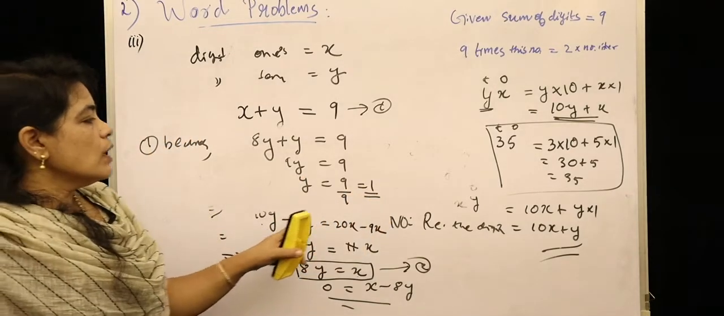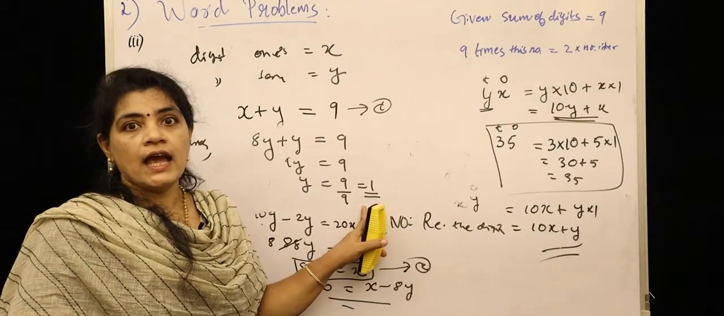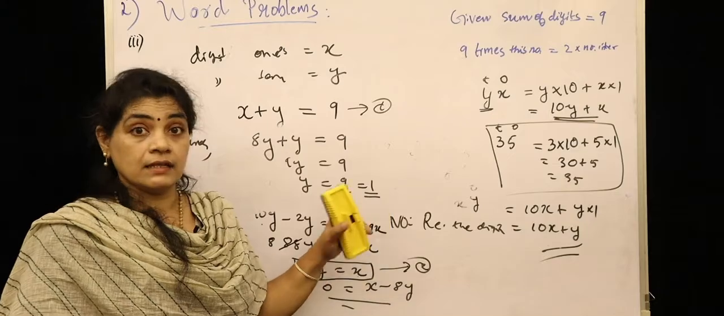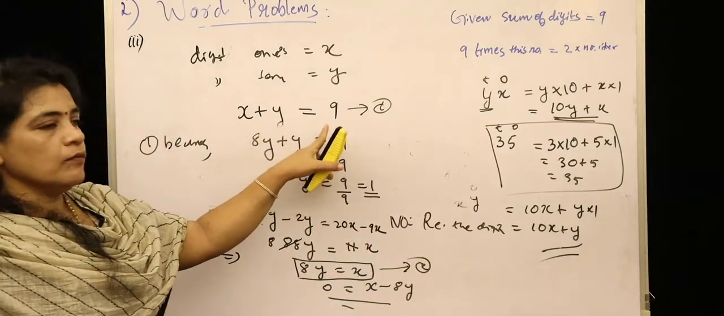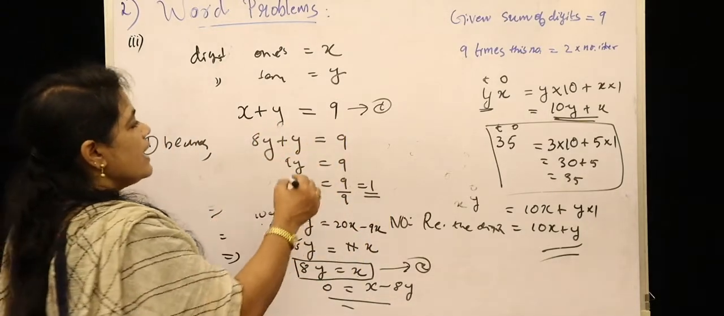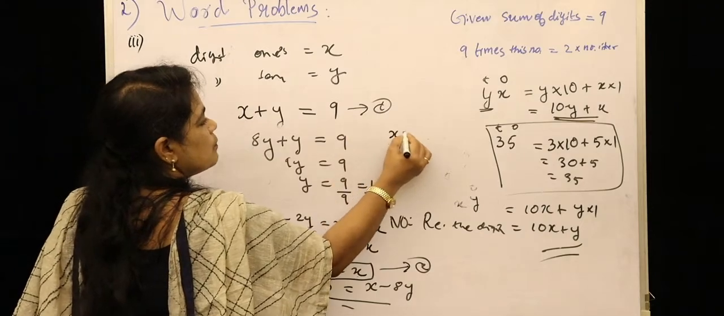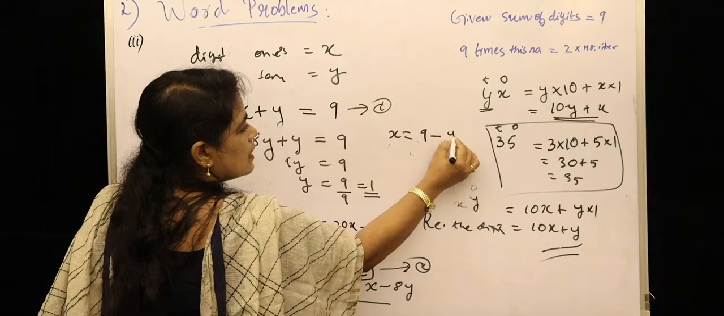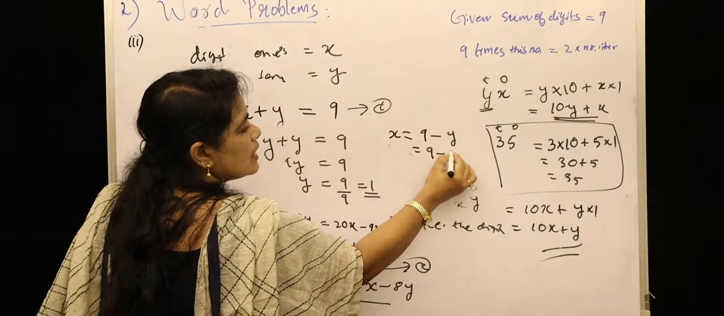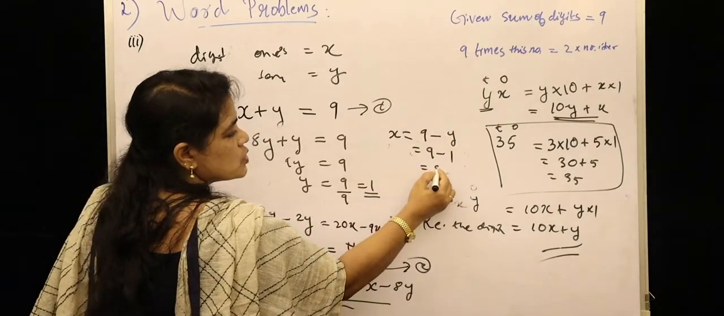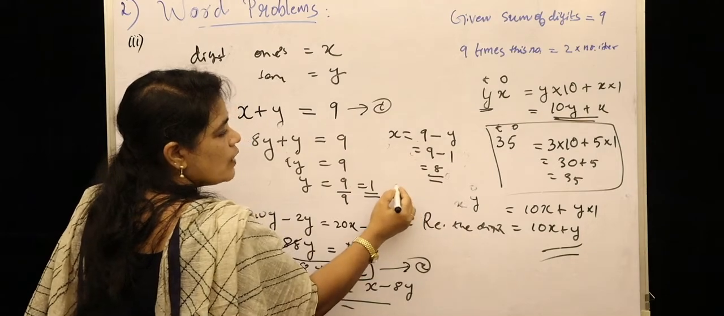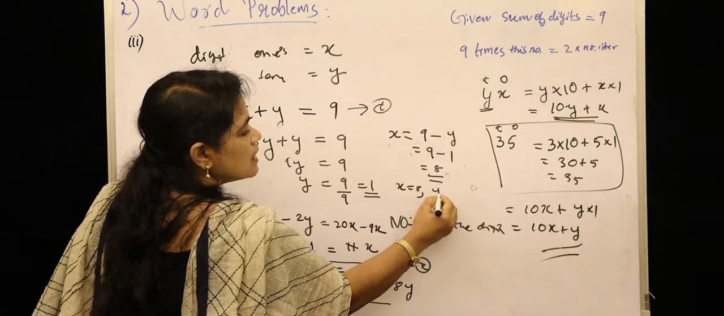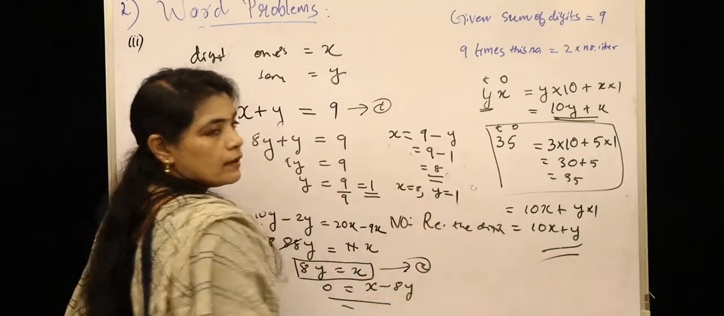That means we got the value of y as 1. And what is the next thing? We should get x. And for that, from equation 1 you will be getting x is equal to 9 minus y. That is 9 minus 1, that is 8. Now we have x is equal to 8 and y is equal to 1.